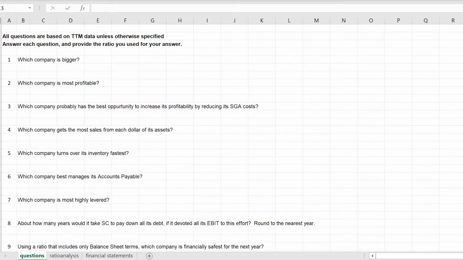Okay, so we're looking at practice problems for chapter 6. Let's go ahead and read the instructions. All questions are based on 12 trailing month data unless otherwise specified. Answer each question and provide the ratio you used for your answer.